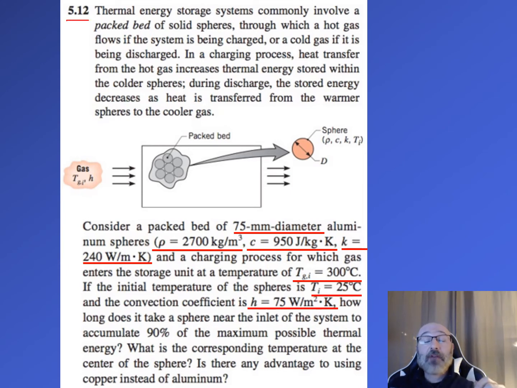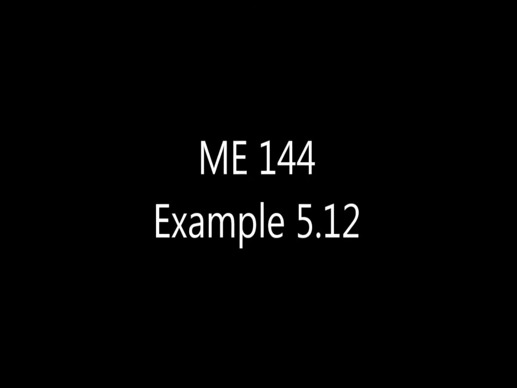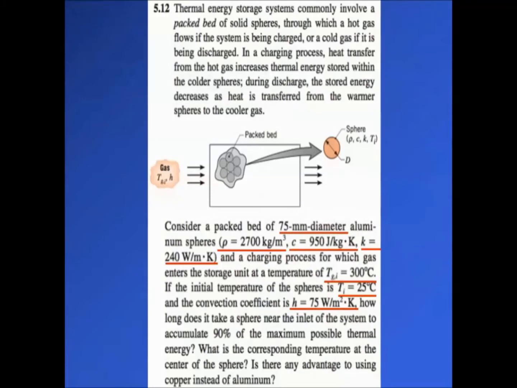for this example problem 5.12 in our textbook. So the first example problem we're going to go through today is 5.12. In 5.12, thermal energy storage systems commonly involve a packed bed of solid spheres through which a hot gas flows if the system is being charged, or a cold gas if it is being discharged. In the charging process, heat transfer from the hot gas increases thermal energy stored within the colder spheres. During discharge, the stored energy decreases as heat is transferred from the warmer spheres to the cooler gas.